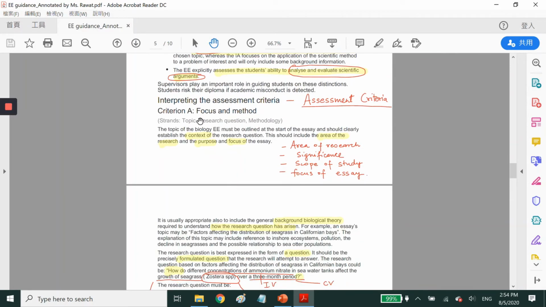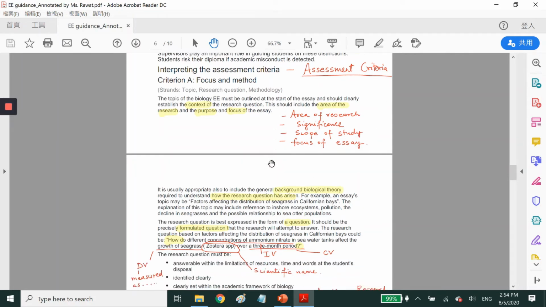Okay, finally we come to section A. So these are the things that you need to watch out for: area of research, significance, scope of study, focus of the study. Another thing to mention is why your experiment is worth investigating, so the significance of it. And the other two you've mentioned already.